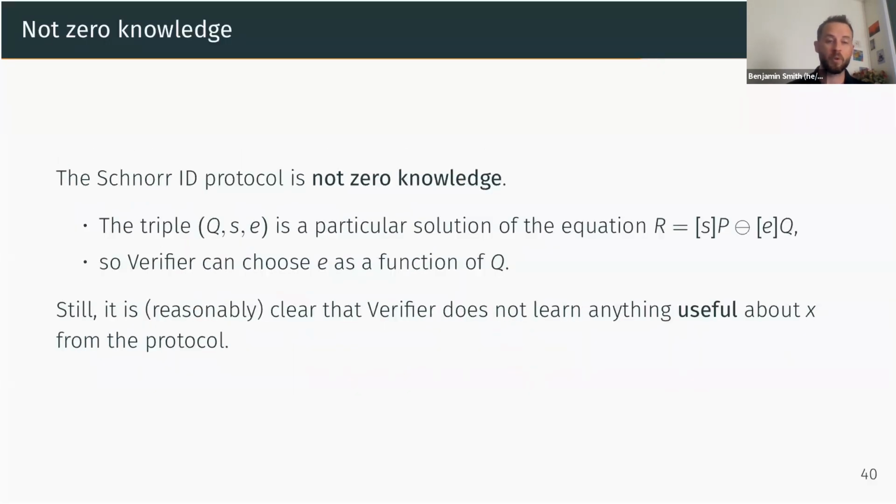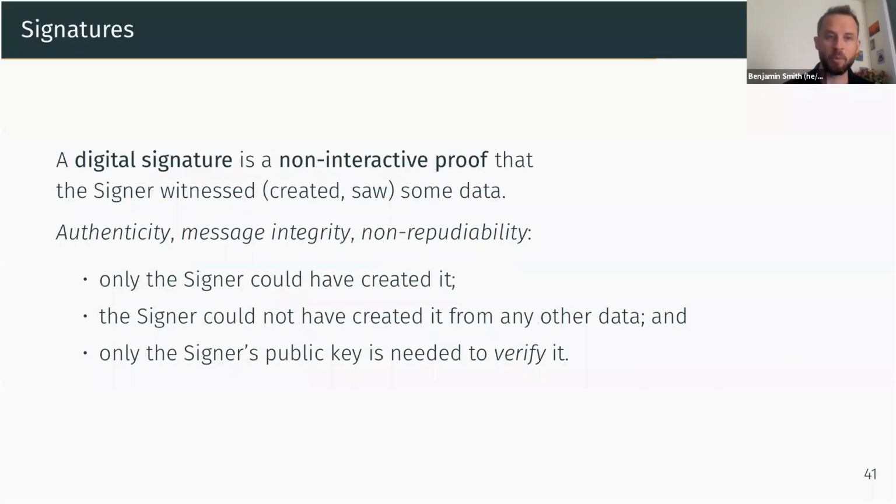Okay, so this is a Schnorr identification, and then you say, how do you turn this into a signature? Like I was saying, we apply a Fiat-Shamir, and we'll get through this, I hope, quite quickly. Then we can stop. So digital signature is a non-interactive proof that a signer saw or created, or, well, that they witnessed some data. Okay, so we need authenticity, message integrity, and non-repudiability. So only the signer can create this. Only the signer couldn't have made it from any other data, so the data wasn't modified. And only the signer's public key and the data are needed to actually verify the signature.